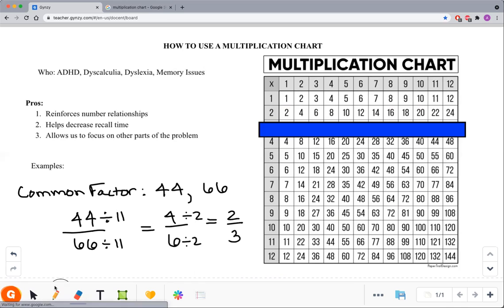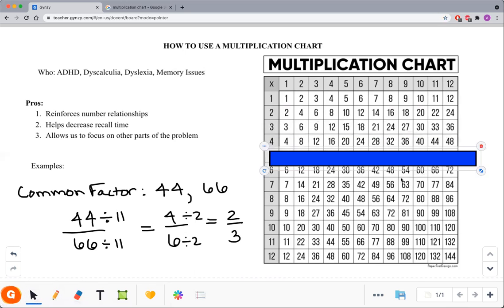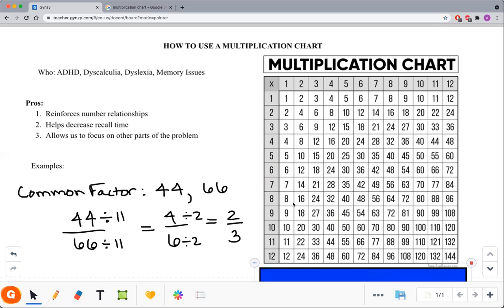And when they're having a bad day or their medication is wearing off, if your child is medicated, then you could spend 5 minutes trying to have them recall what 4 times 3 is. And that's usually not the point of the problem. That's one step in it. So by having them use the multiplication chart, you're not waiting 5 minutes for them to come up with 12.